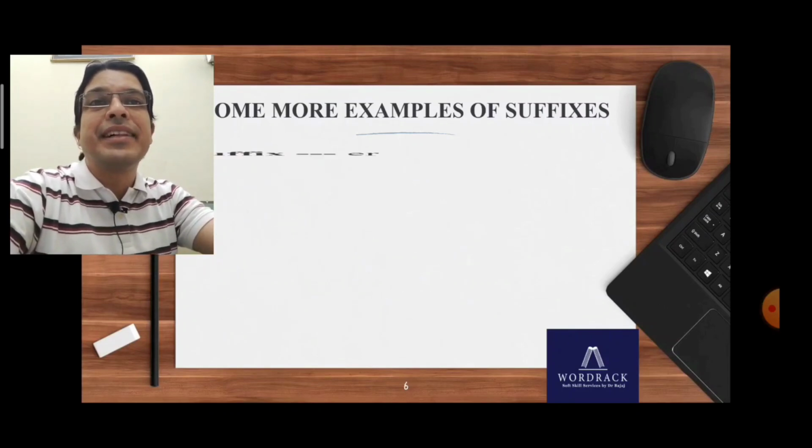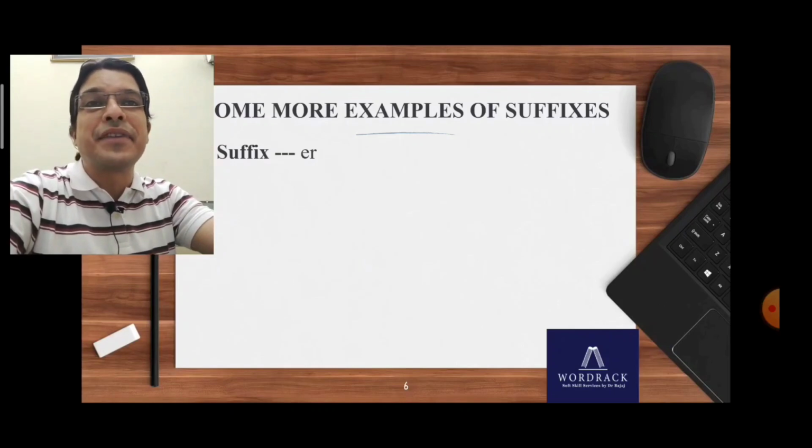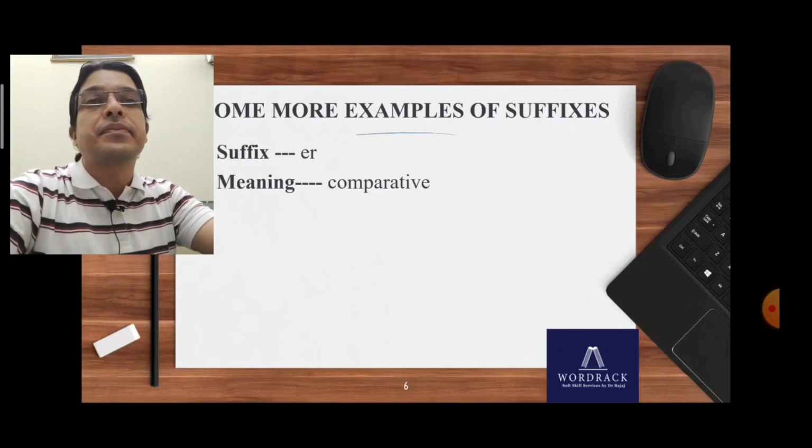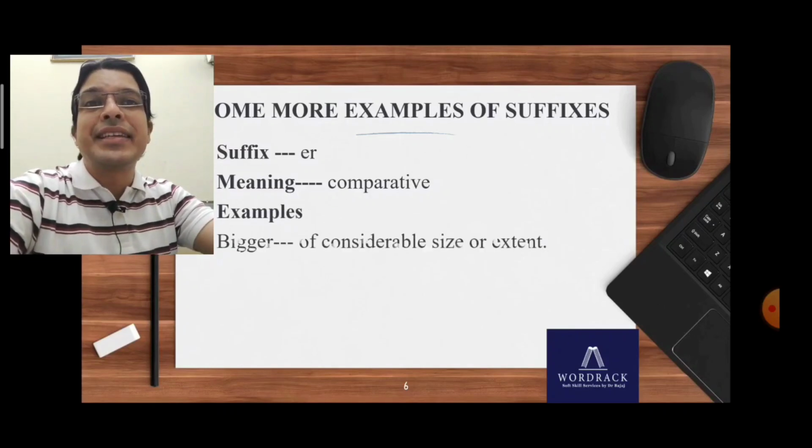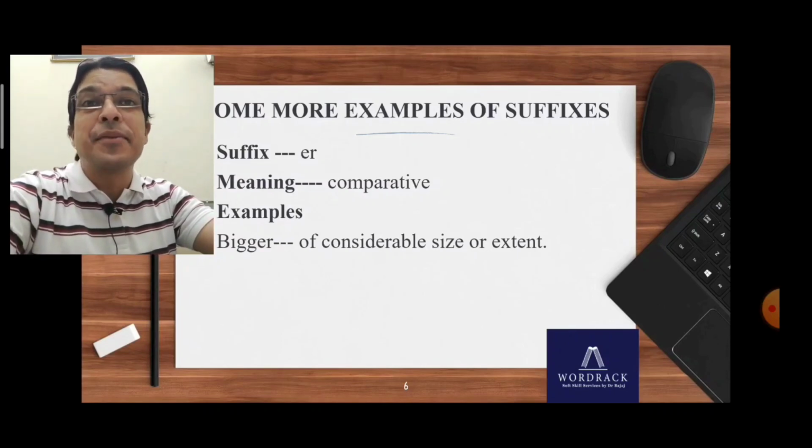Second example of a suffix, er. Meaning is comparative. When we have to compare two things, we use er. So here are the examples. Bigger, of a considerable size or extent, but in comparison to someone or something else.